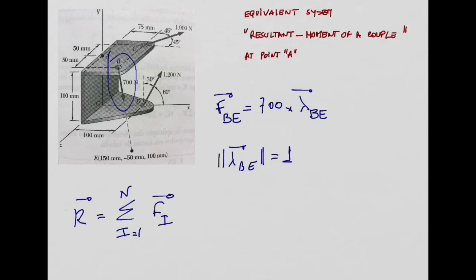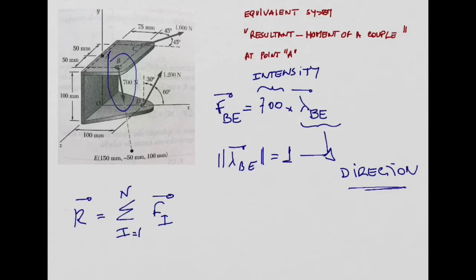Basically, we have two pieces of information. This term here includes the intensity, while this term here, because the norm is equal to 1, this term here, lambda BE, includes the direction of the force. When you multiply these two, you get the total information for the vector, including the intensity and the direction of the vector. So the only thing we have to do is just define this lambda BE, this unit vector.